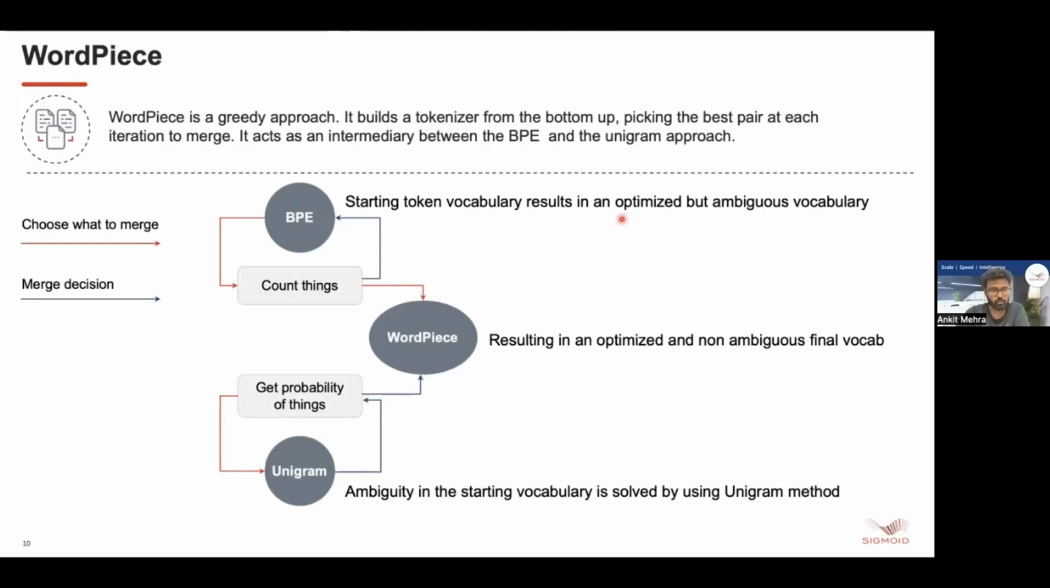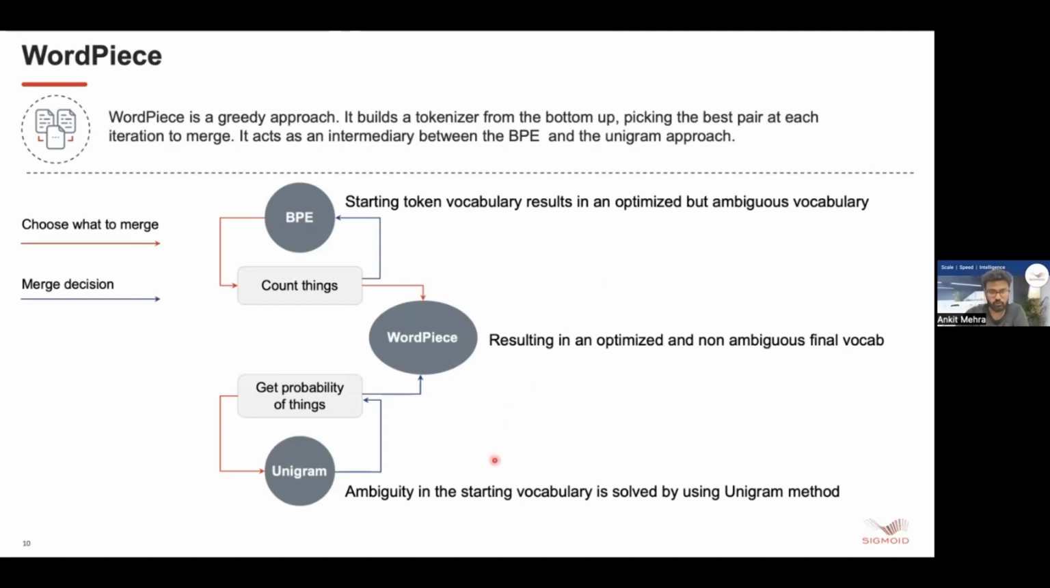Now let us come to WordPiece. WordPiece is used by BERT and it can be seen as a combination of BPE and Unigram. As we have seen, Unigram starts with all the possible combinations. Instead of that, first we implement BPE to get an optimized vocabulary. But as we know, it could also be an ambiguous vocabulary.